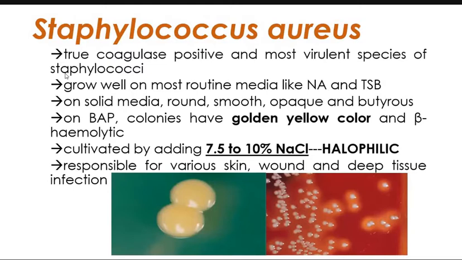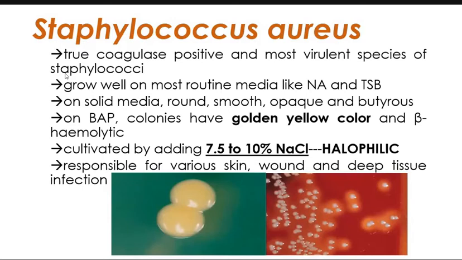Okay. Staphylococcus aureus, nasabi natin Staphylococcus, cocci in cluster. Kasi pag nakita nyo yan sa gram stain and then you see a gram-positive cocci in cluster, then you'll be thinking already it could be Staphylococcus aureus. So they're true coagulase positive and most virulent, and they're considered to be the most virulent species of Staphylococci.